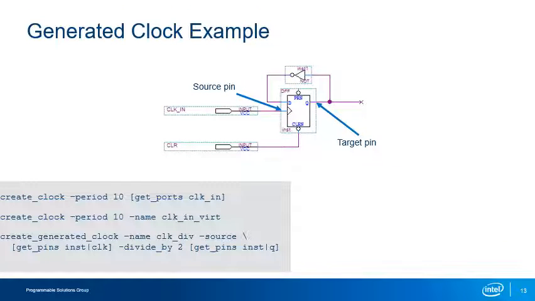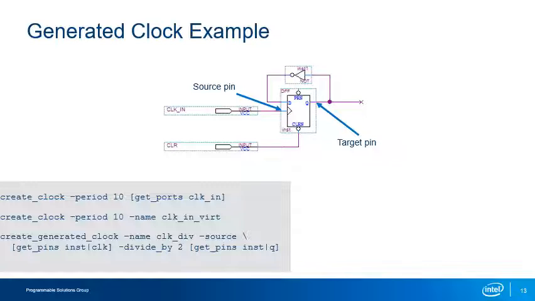Here is a simple example of how to create base, virtual, and generated clocks. A clock comes into the design on the clock in port and goes to the clock input pin of the register named inst. The first create clock command defines the base clock to have a period of 10, targeted to the clock in port. Because no name was given to the base clock, its name will be the same as its target, which in this case is clock in. This is the name used when referring to the clock in other constraints.